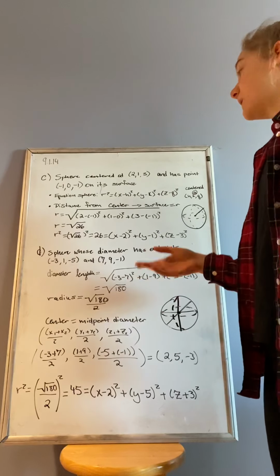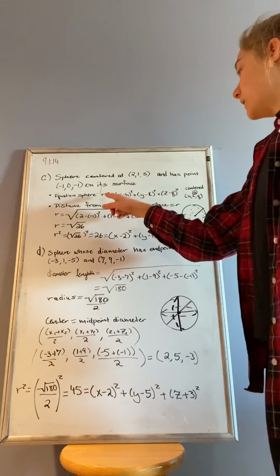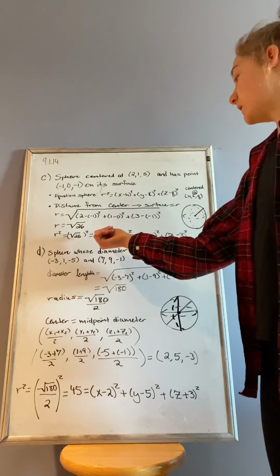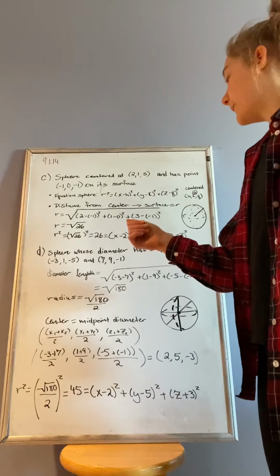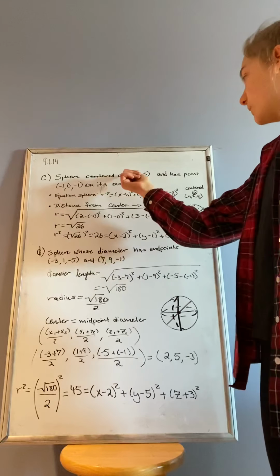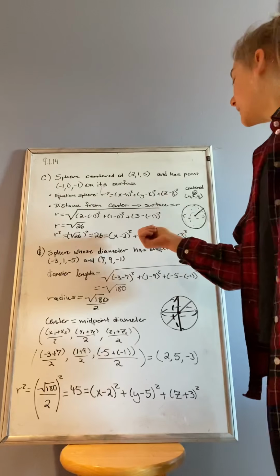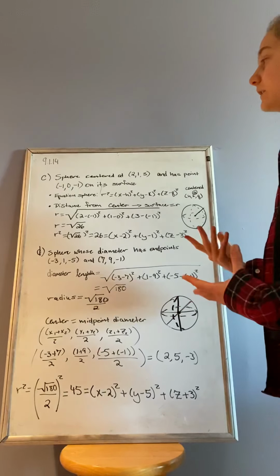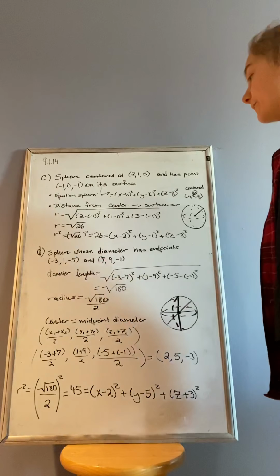So now we're just going to plug it into our sphere equation. So we get root 26 squared is just 26, that's our radius squared, and then (x minus 2) squared, that comes from our center point, plus (y minus 1) squared plus (z minus 3) squared. And that's the equation of this sphere.